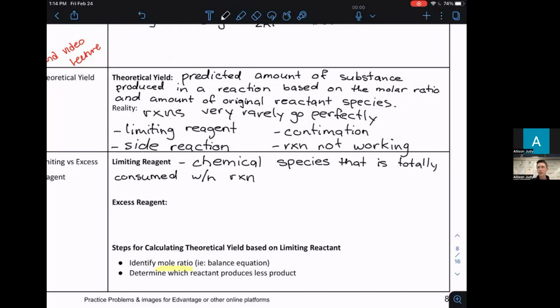Meanwhile, the excess reagent is going to be the one in excess. So the chemical species that is most likely to remain in excess after reaction. How exciting. How novel.